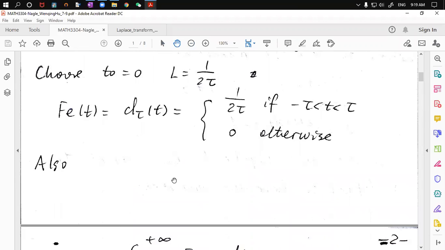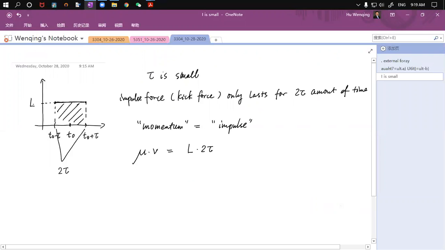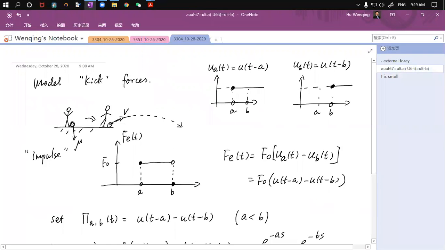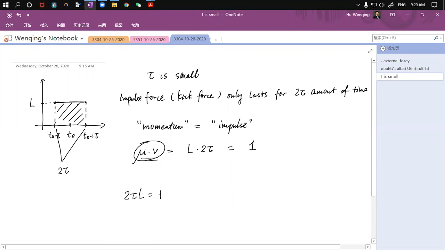So now let me ask a reverse question. For what kind of impulse is the momentum gain equal to 1? Basically, that means I want the initial momentum of the ball to be uniform, so it's going to be 1. The momentum is just fixed to be 1. Then you get a nice relation between the magnitude of the impulse as well as the time. So basically 2 tau L is equal to 1. You get such a nice relation between the magnitude of the force as well as the interaction time.